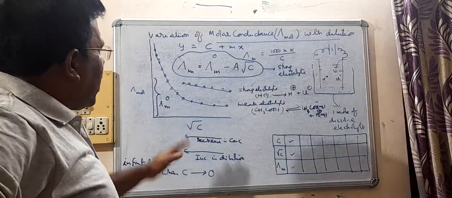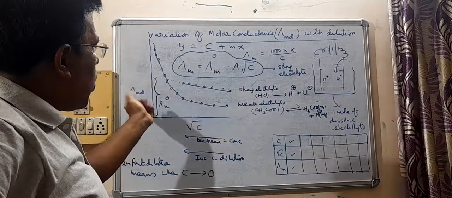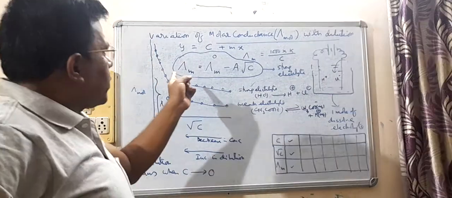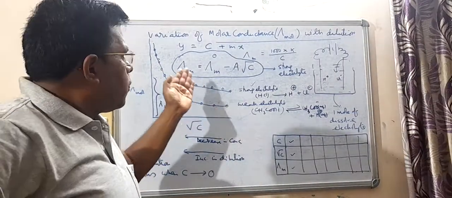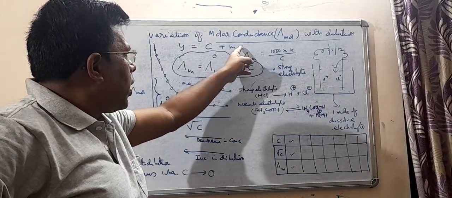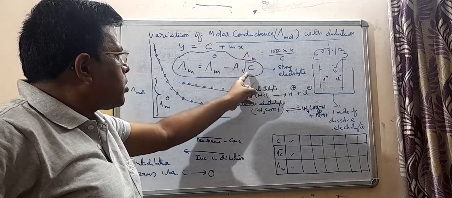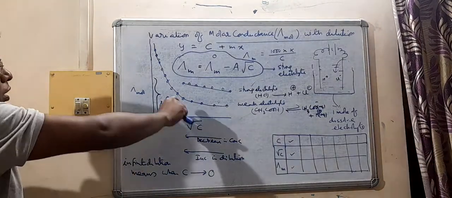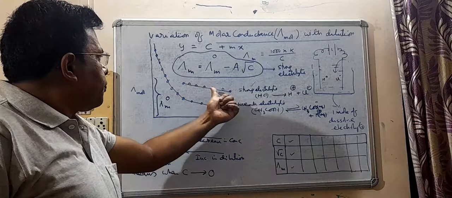And at the same time, you are able to get the reason now why we are plotting root C here, because we want to get a straight line for strong electrolyte. Here the variable x is root C. Here x is matching with root C. That's why we are plotting root C, so that we can get a straight line. You see, we are getting a straight line.